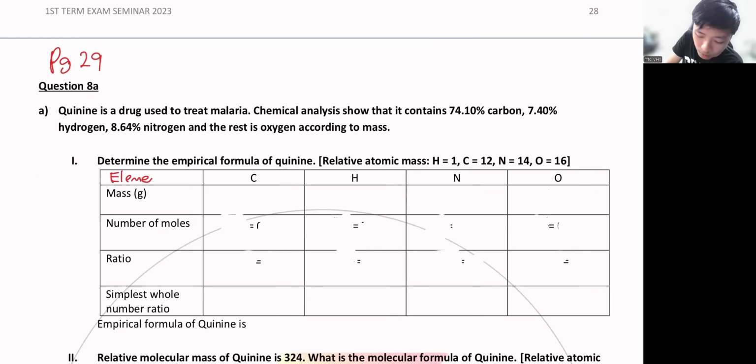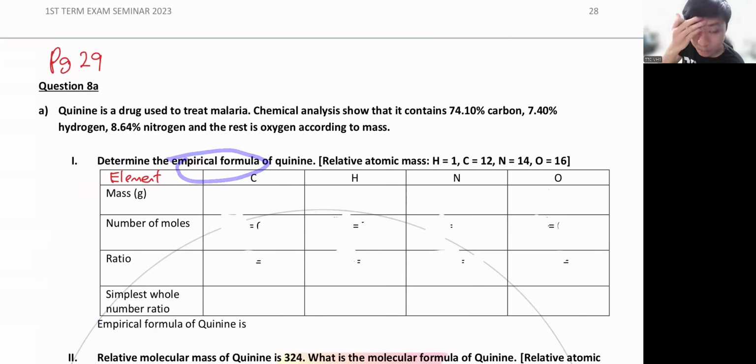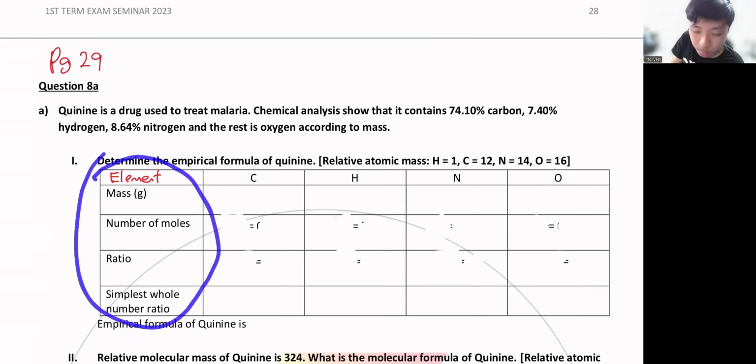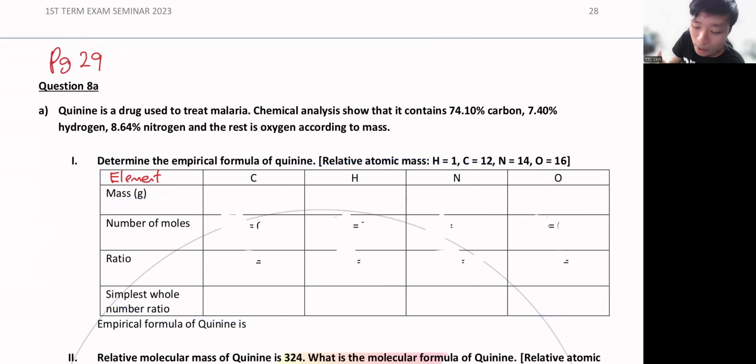So the first column is element. Now this table normally they don't give in the exam, so you have to memorize what to write here when asked to find the empirical formula. You have to remember this part because this table won't normally be given. You have to draw it up yourself in the exam. Then mass: assume 100% equals 100 gram.